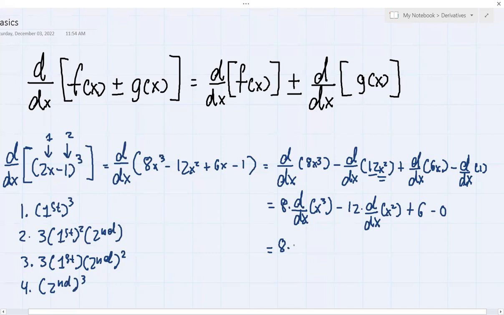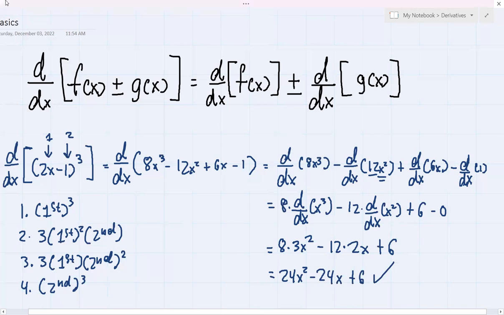Let's get the derivative of x cubed. So this is 3x raised to 3 minus 1. 3 minus 1 is 2. Alright? Minus 12 times the derivative of x squared. So this is 2x raised to 2 minus 1. So 2 minus 1 is 1, or simply x. Then here, 6 minus 0 is still 6. Now we can simplify further. 8 times 3 is 24x squared minus 12 times 2x. This is negative 24x. Wait, negative 24x plus 6. So this is now your final answer.